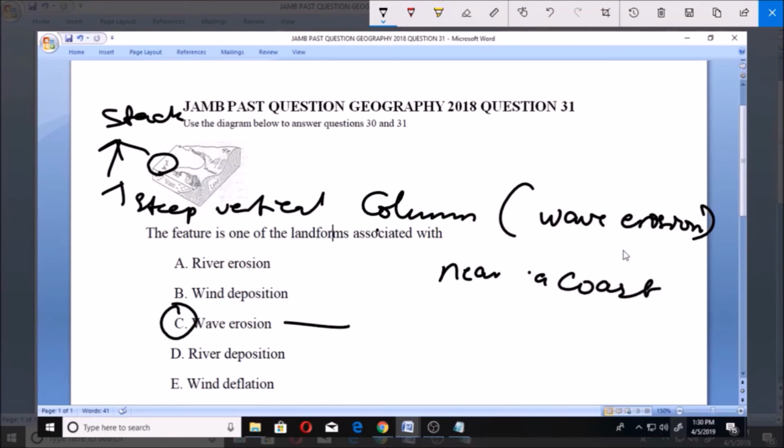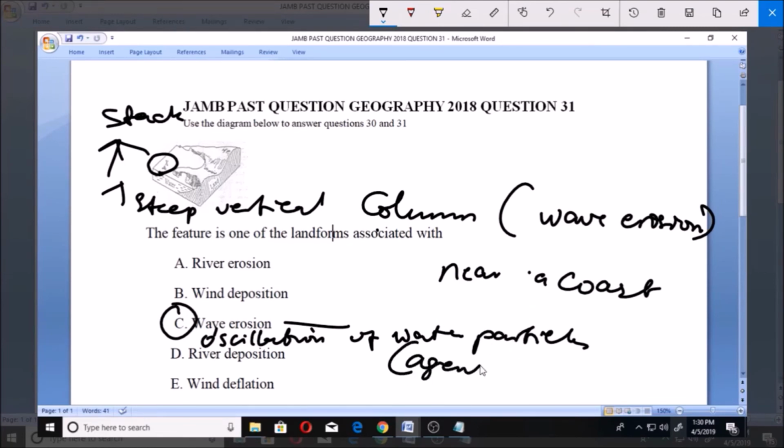But still we can also note that a wave is an oscillation of water particles. That is what a wave is. A wave is an oscillation of water particles. It is the most important and most powerful agent of marine erosion. So wave is the agent of marine erosion.